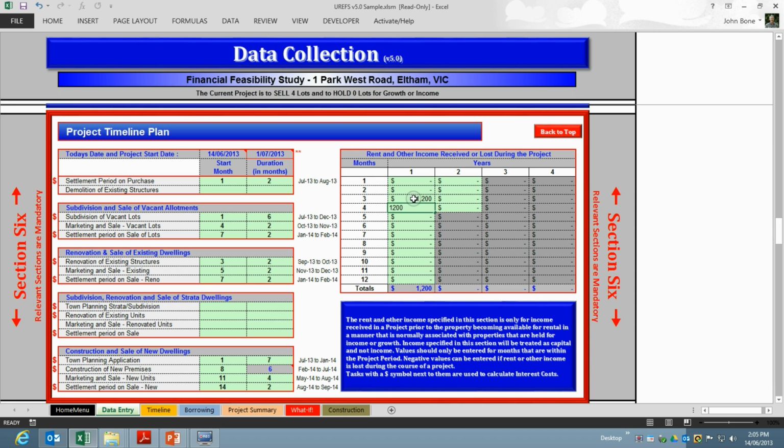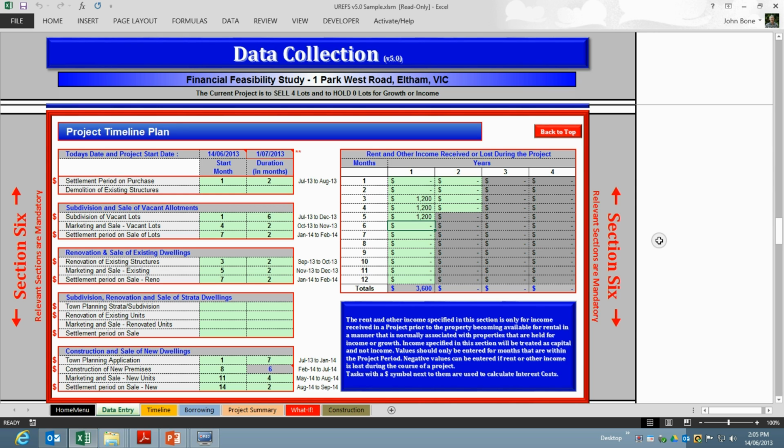This section can also be used to record income that you lose during the course of a project. For example, if you were doing a strata titling of an apartment block that you already own, and dividing an apartment block up into multiple titles, then the chances are that during the course of the project you would have vacant apartments, and this would be a cost to the project, and in these cases these costs to the project can be entered as a minus, or a negative amount.